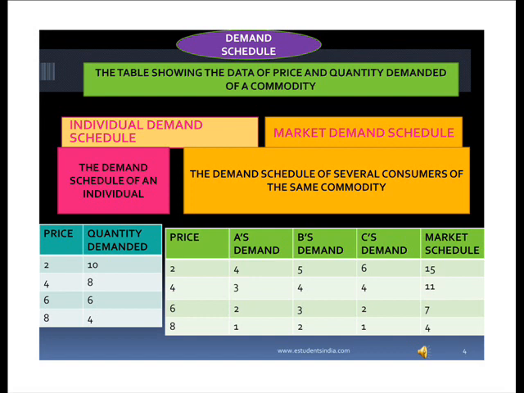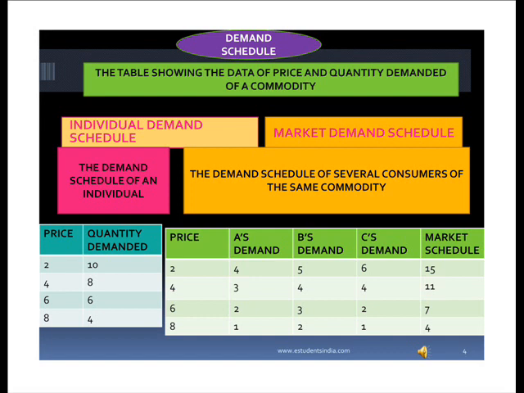The demand schedule of an individual consumer is given. When the price is 2, quantity demanded is 10. When the price is 4, quantity demanded is 8. When the price is 6, quantity demanded is 6. When the price is 8, quantity demanded is 4. Price increases, quantity demanded decreases.